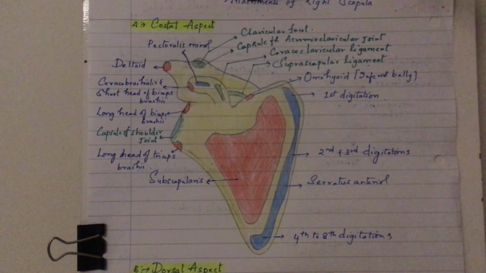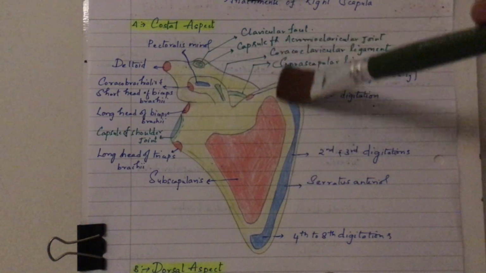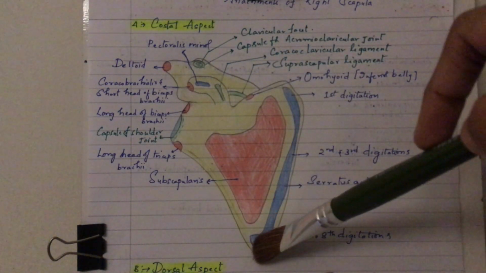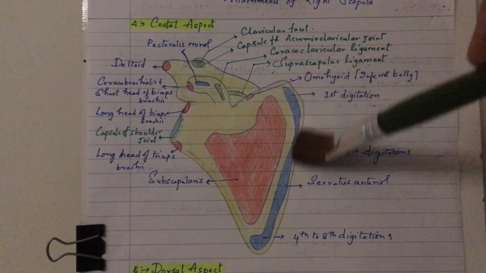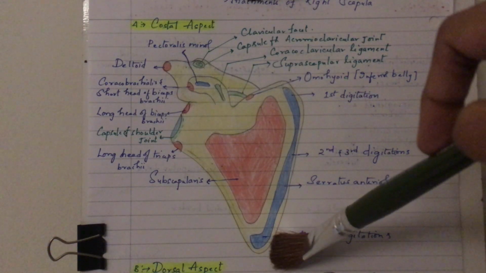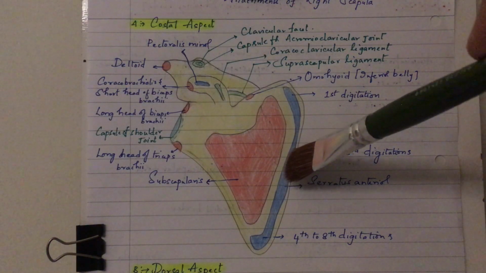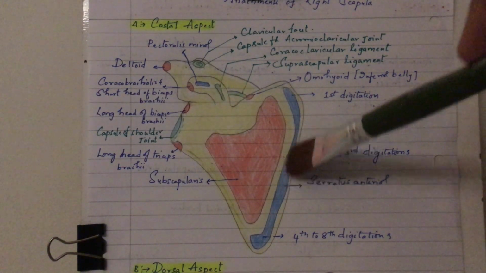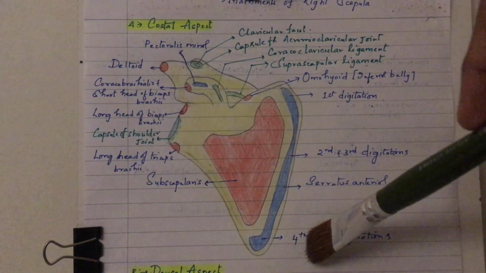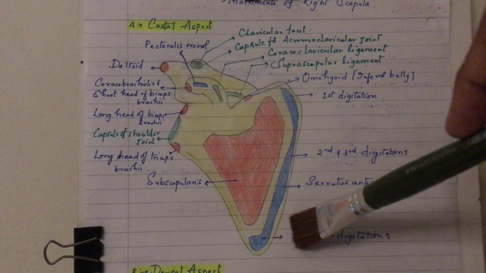Then we have the serratus anterior muscle. The serratus anterior muscle is attached to the medial border of the costal surface. We have one digitation at the superior angle and two digitations to the medial border and five digitations at the inferior angle.